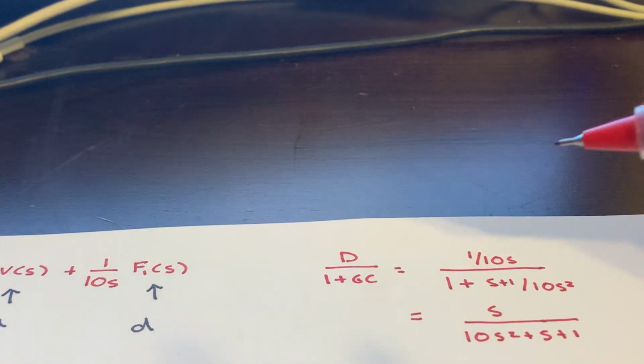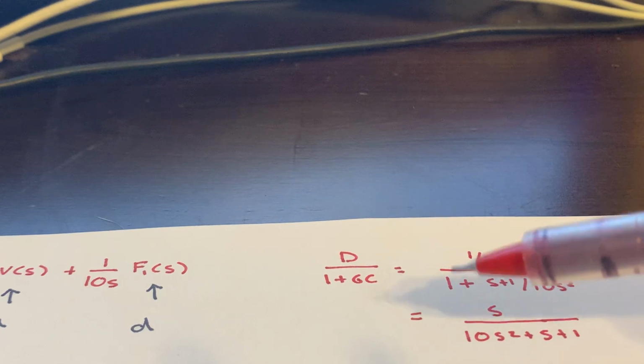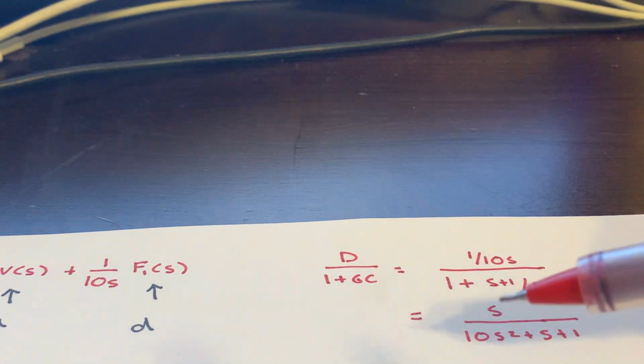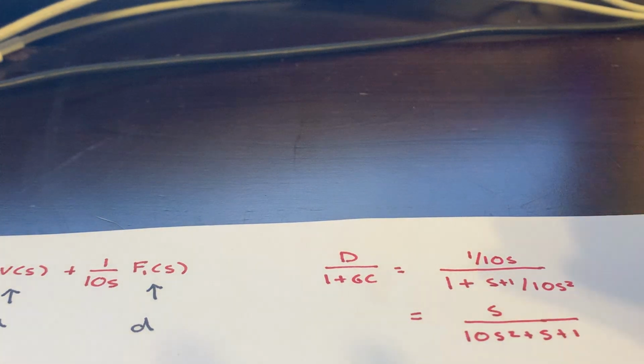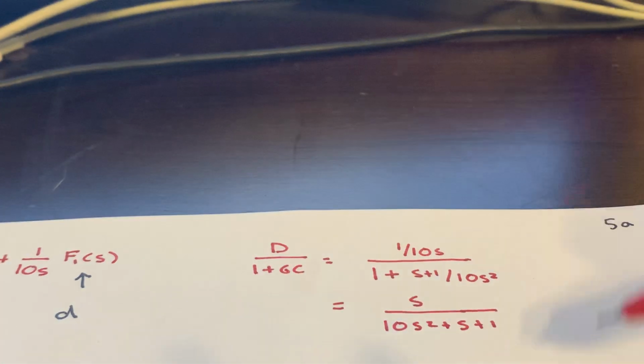Disturbance transfer function, we have our disturbance D, right, which is 1 over 10S. And then we have 1 plus S plus 1 all over 10S squared. This is the GC part. Multiply top and bottom by 10S squared. We get S over 10S squared plus S plus 1. And so we're going to be asked to sketch the response for the disturbance, a unit disturbance response.